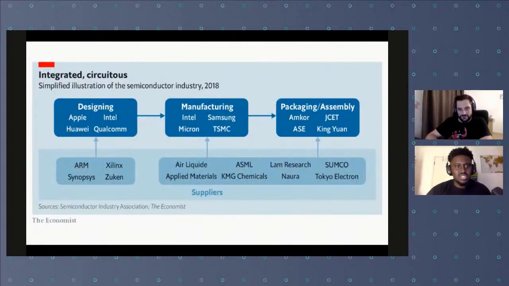Okay, so this is just to show that there are different types of semiconductors. The industry is divided between design, manufacturing, and packaging. Primarily, the design is done by Apple, Intel, Huawei, Qualcomm, and supplied by ARM, Xilinx, Synopsys, and others. Let me dive in here a bit.